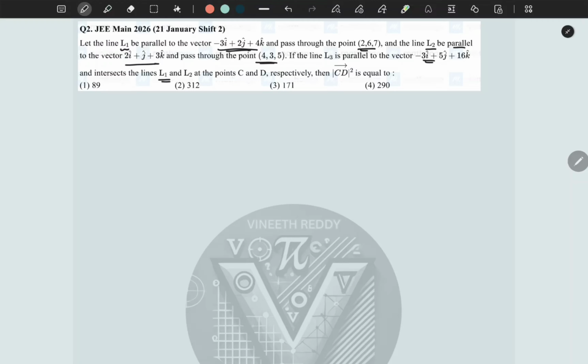Fine. So we'll do one thing. Let us try to draw the diagram first. Now L1 is parallel to this vector. That means the direction ratios, or the direction of the line, is something like this: minus 3, 2, 4. I hope you understood this. And it passes through the point (2, 6, 7). Now this is L1.